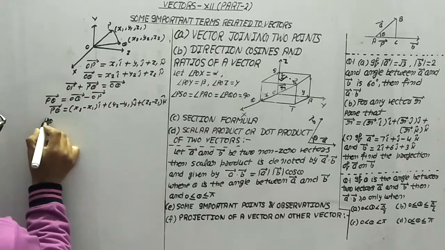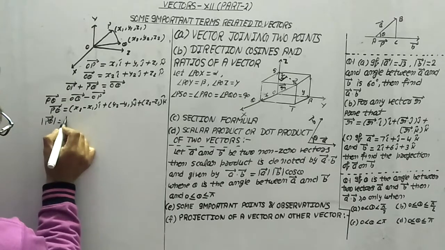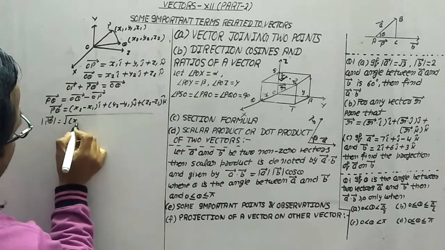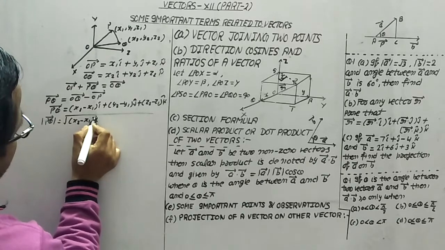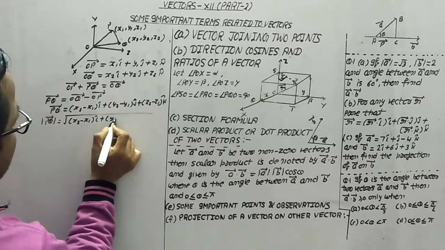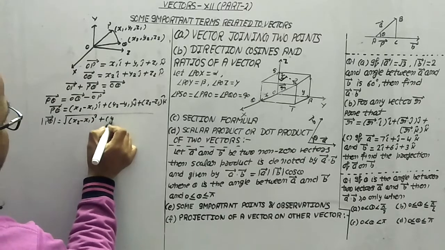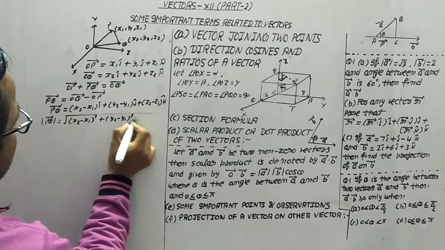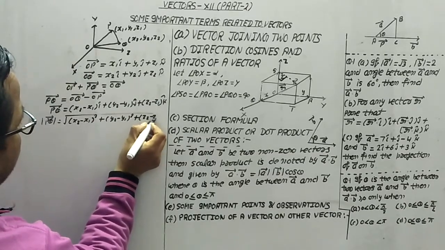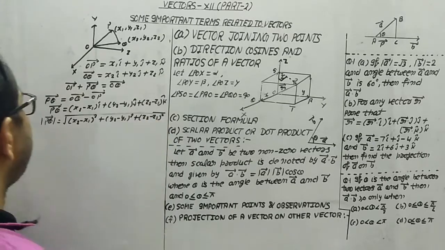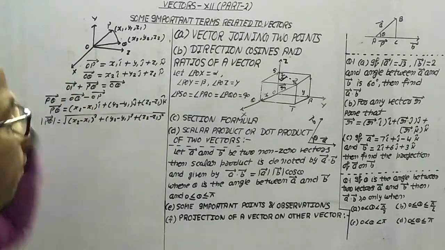And if we have to find the magnitude, then the magnitude is given by the square root of (x2 minus x1) whole square plus (y2 minus y1) whole square plus (z2 minus z1) whole square. So this will be the magnitude of this vector.